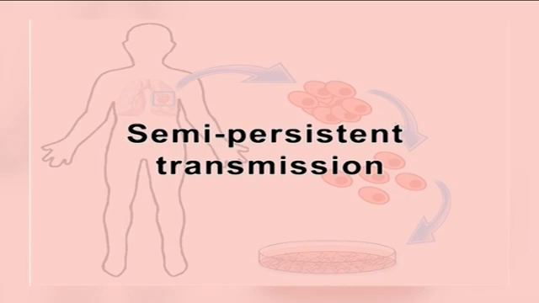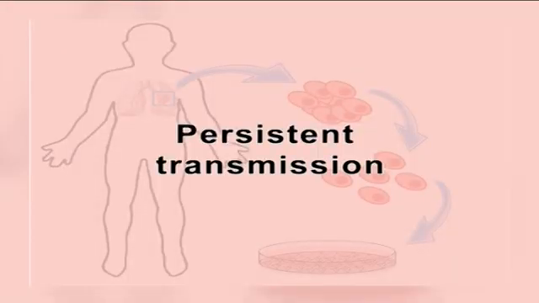Semi-persistent transmission occurs for a few days after acquisition of the pathogen. Non-persistently or semi-persistently transmitted viruses are no longer transmitted once the vector has molted its exoskeleton. Persistent transmission: in this case, the vector can transmit pathogens over many days, a few weeks or even months together.